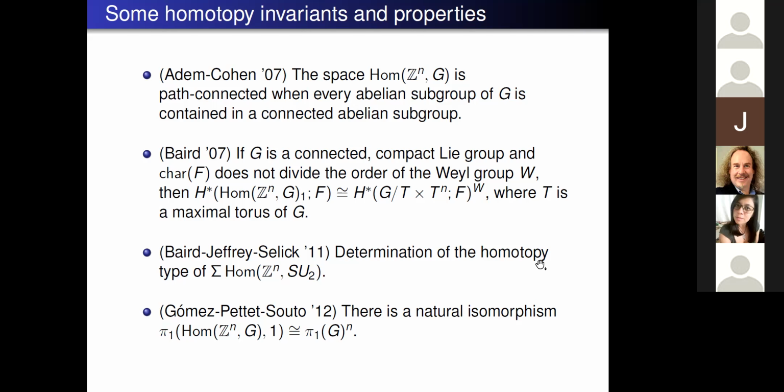For cohomology, Tom Baird found this very nice formula to compute the cohomology of a certain path component of this space of homomorphisms, the path component which contains the element (1, 1, 1, ..., 1).